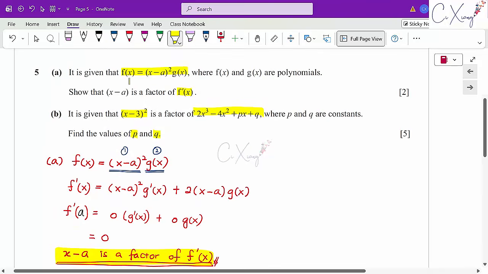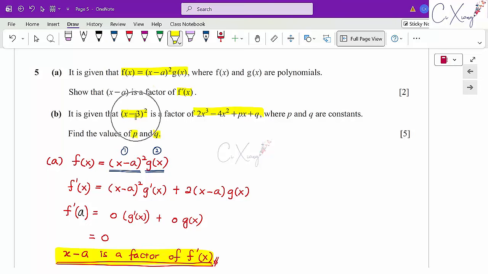So part A and part B basically are linked. Alright, so you can try to have a look here. Just now they wrote f(x) equals this one, and then x minus a is also a factor of f prime x. So same thing happens here. If you're having (x minus 3) squared, then x minus 3 is also a factor of f prime x. So we try to link these two parts together.